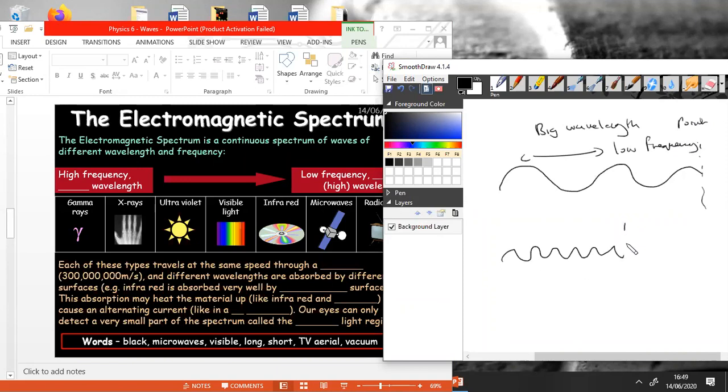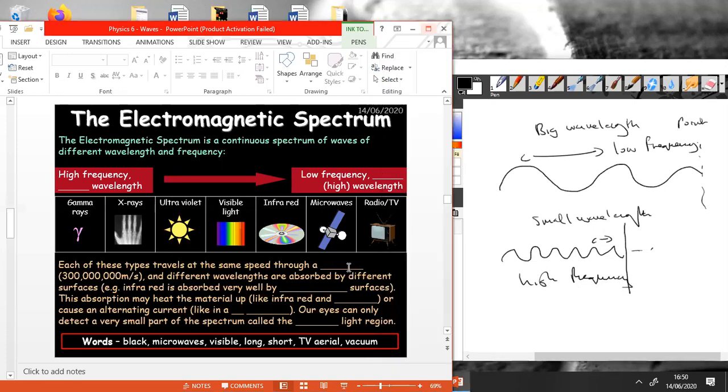What about this now? There's a lot of waves. The wavelength is small, so small wavelength. But because it's small and it's moving, a lot of these are going to get past this point every second. So small wavelength is usually high frequency, okay? And that's what they're saying here.